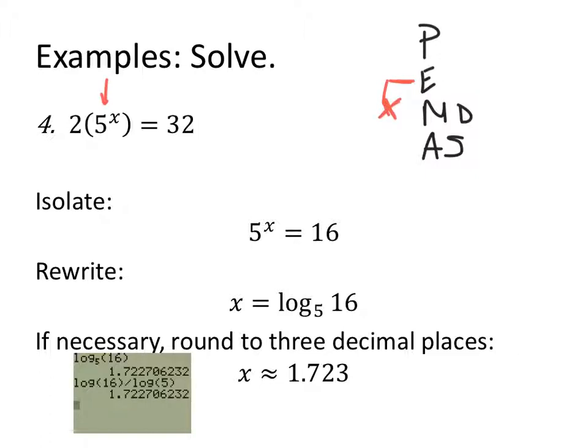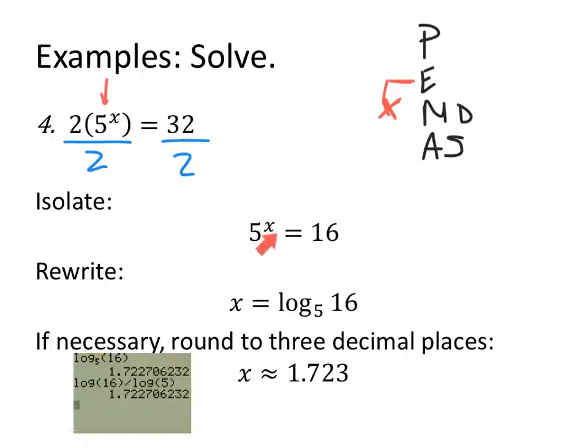I can't multiply, so my best option would be to divide both sides by 2 to get that 2 away from the 5 to the x. I can't move down, I can't multiply and make this 10 to the x. It's just not possible. I haven't dealt with the exponent yet. So let's divide both sides by 2. And when I divide both sides by 2, I'll end up with 5 to the x equals 16.